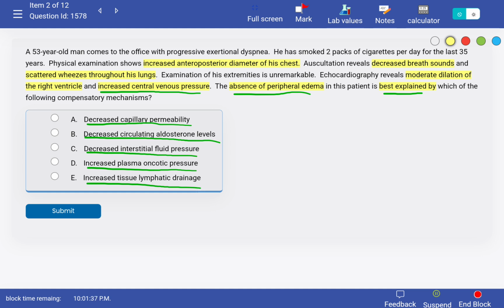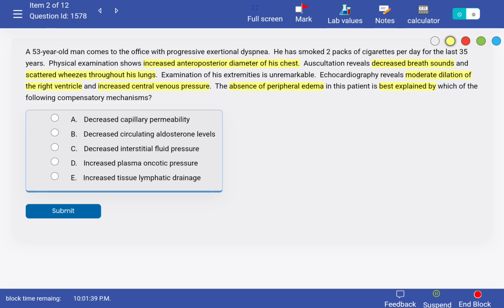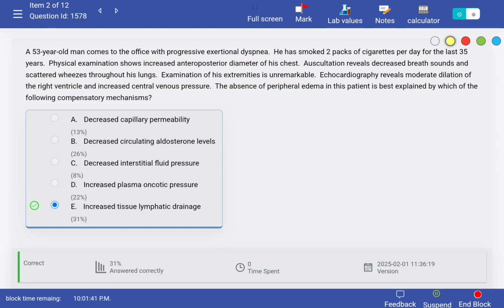Pause it and give the answer. So the correct answer for this question is option E. Why? Let us see the explanation.